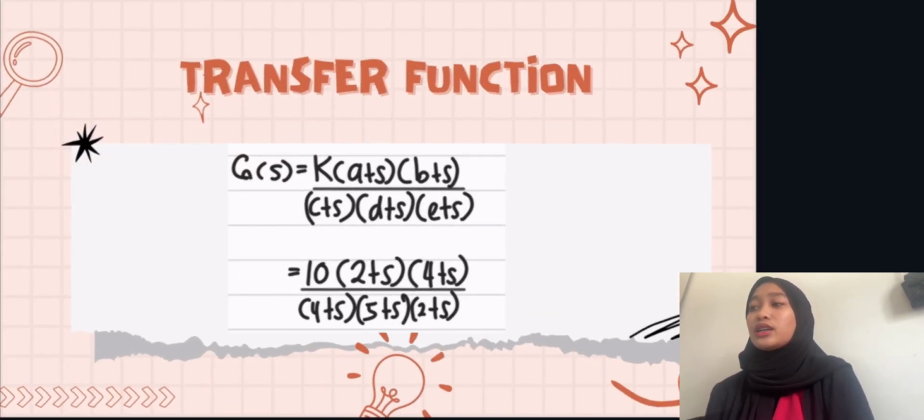Transfer function. The question asks us to create one value of K, two values of poles, and three values of zeros. So we decide A is equal to 2, B is equal to 4, C is equal to 4, D is equal to 5, and E is equal to 2. So here is our transfer function.